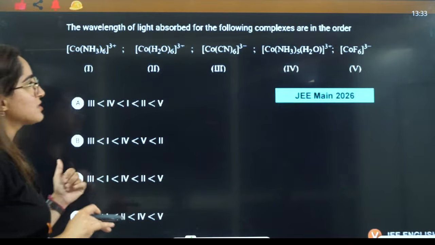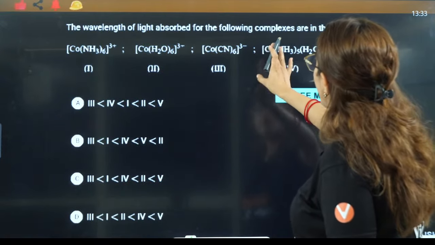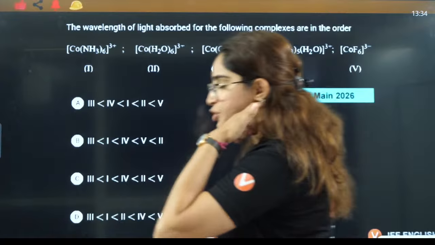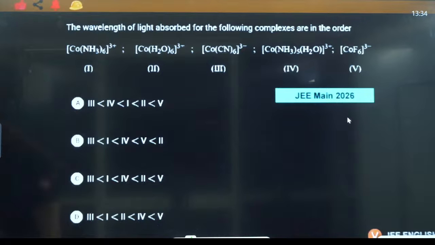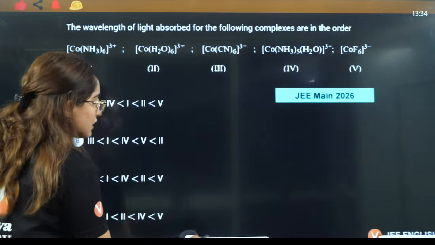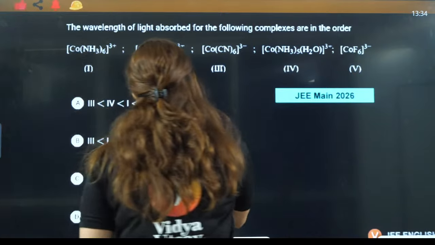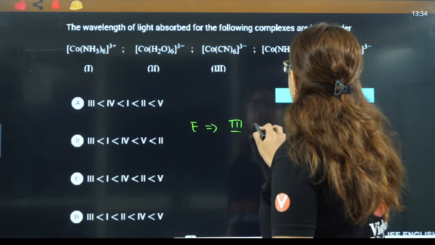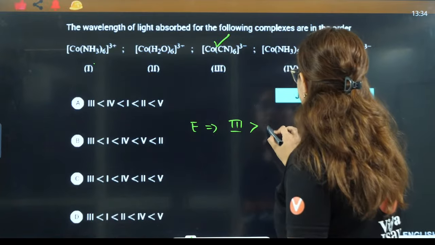Now let's see the questions that they ask you based on this. The wavelength of light absorbed for the following complexes, a 2026 question. They are asking about the wavelength of light absorbed, which will be opposite to the energy. So firstly I'll talk about the energy. Energy of which one will be maximum? Third will be maximum, very strong it is. Then you have ammonia, right? So that will be 1 here.